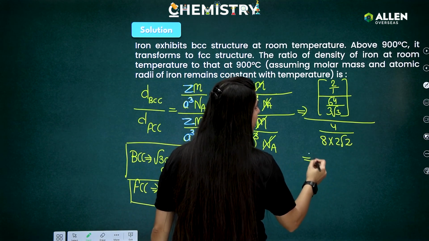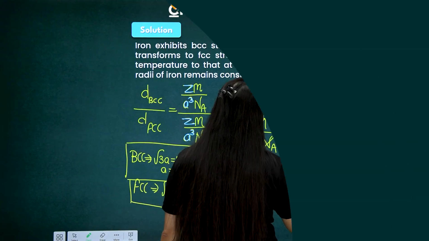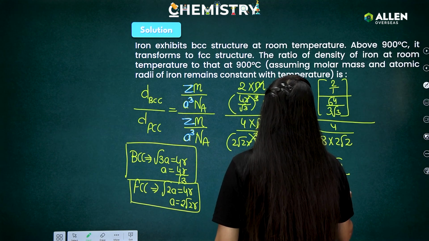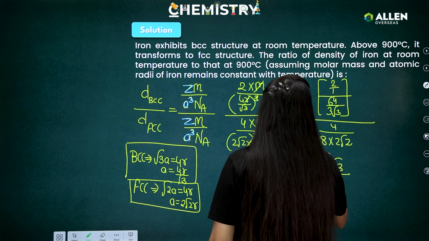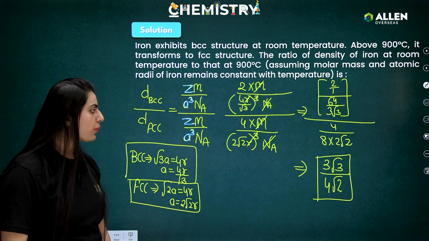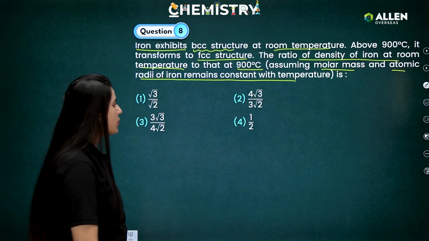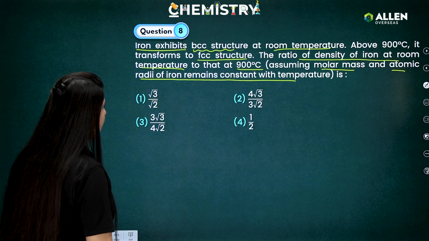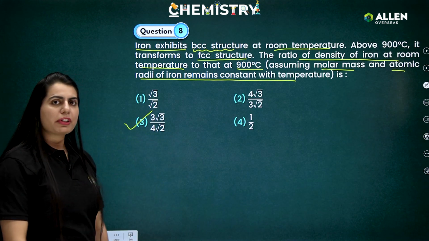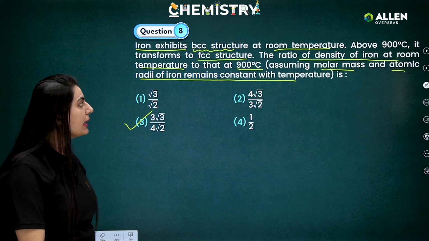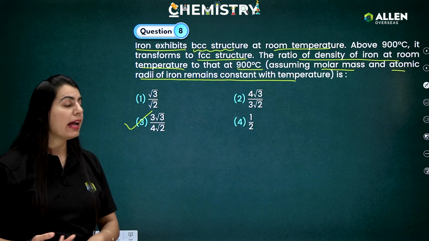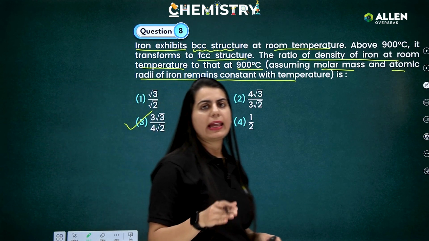So now if I gather all these values, I'm directly getting 3√3 by 4√2. When we solve this particular part, we get 3√3 divided by 4√2. If we see any such option mentioned here, we can see this particular option, which is our option number C. So 3√3 divided by 4√2, we'll keep in mind that what is absolutely important is the Z value, which is different, and the relation between a and r.